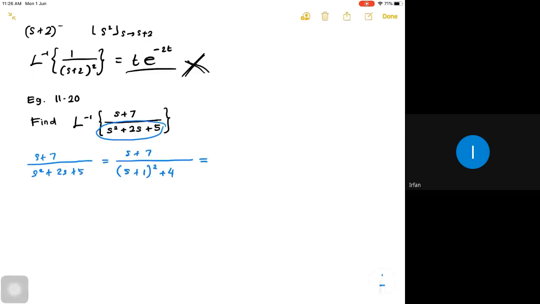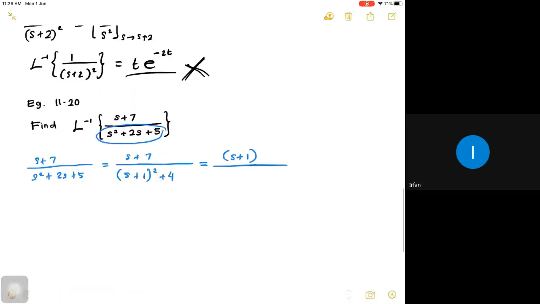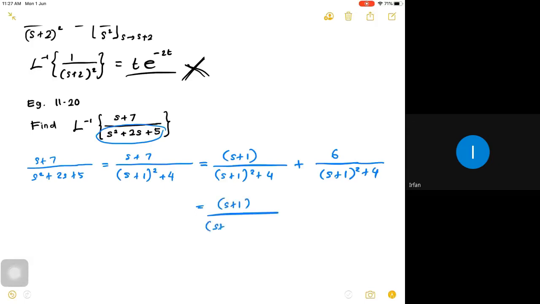And then we can make a partial fraction from this fraction. Since this one is s plus 1, we want to make the top part of the fraction s plus 1 as well. So the bottom part is still the same, but we have an additional fraction, which is 6 over (s plus 1) squared plus 4. And then we can simplify again: (s plus 1) over (s plus 1) squared plus 2 squared, plus 3 times 2 over (s plus 1) squared plus 2 squared.